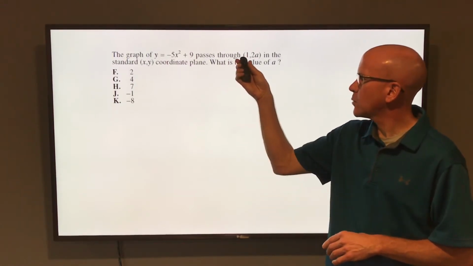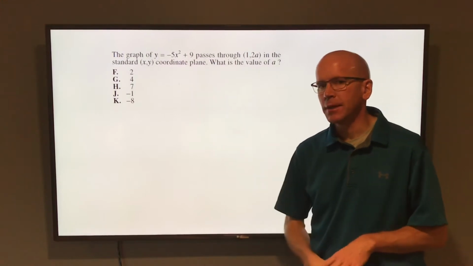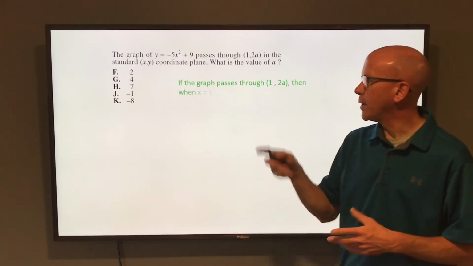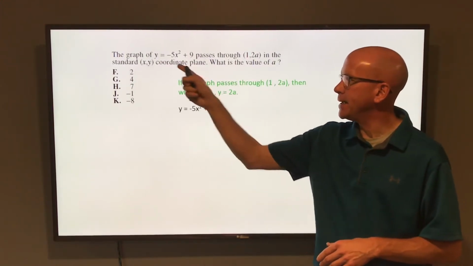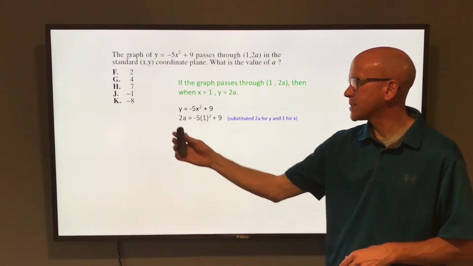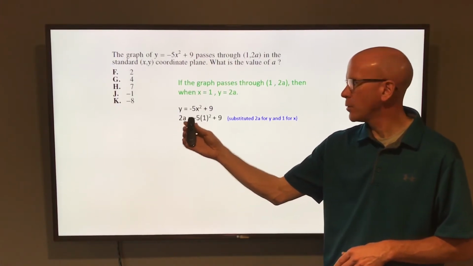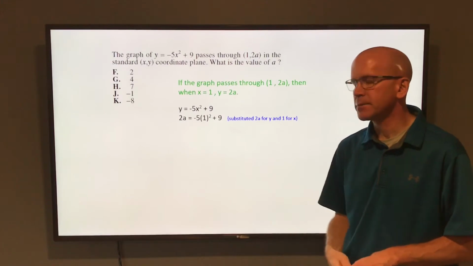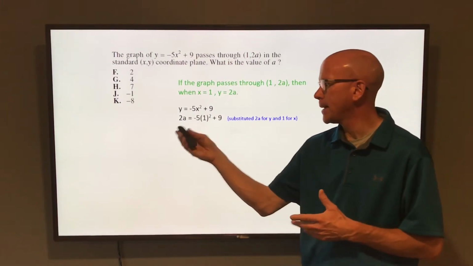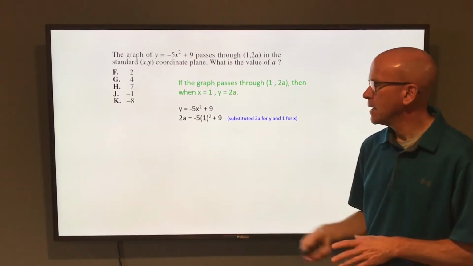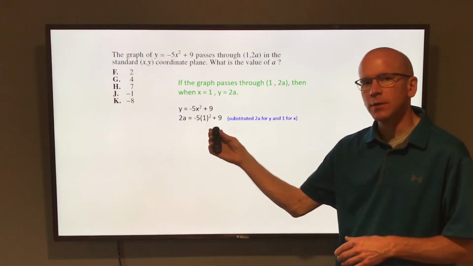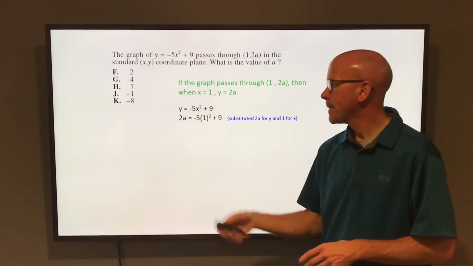Well, if you're given an x coordinate and a y coordinate, substitute those in. Put that 1 in for x and put that 2a in for y. So you're going to replace the y with 2a and you're going to replace the x with 1. So we're substituting 2a in for y and 1 in for x. Now you have an equation that you can easily solve for a.